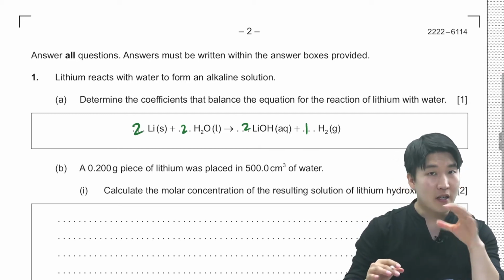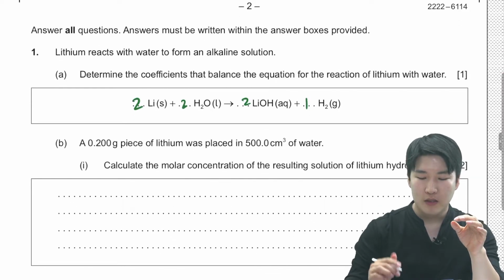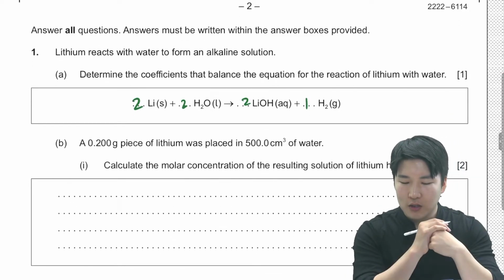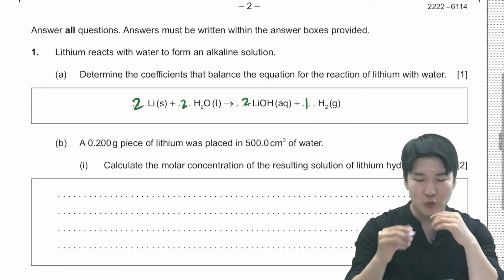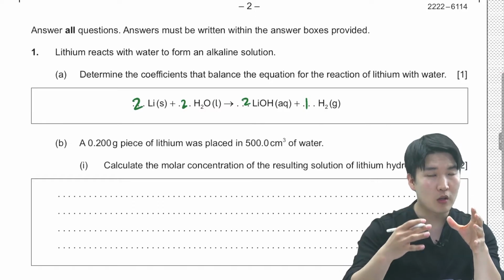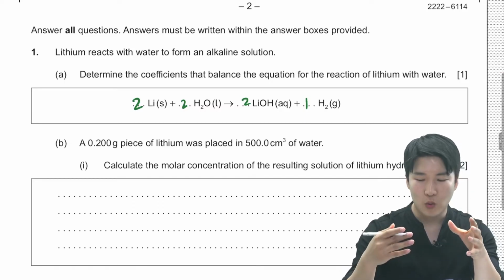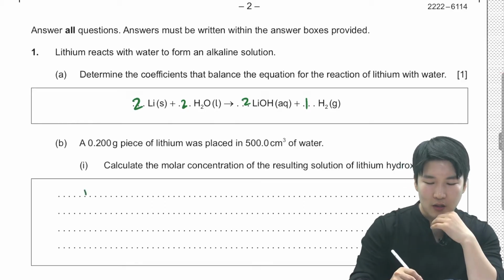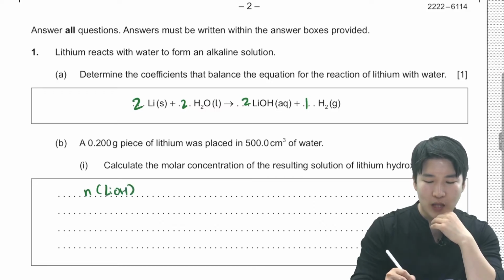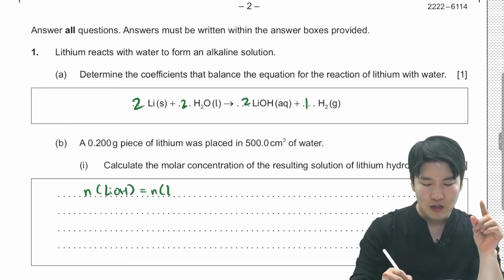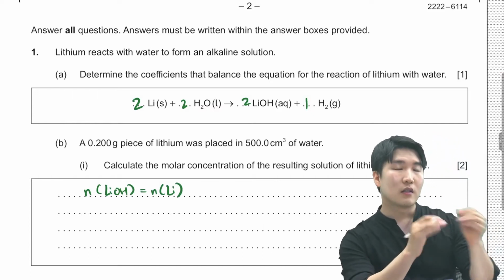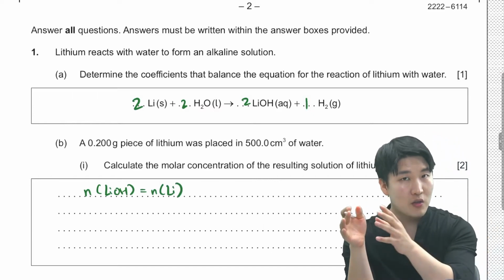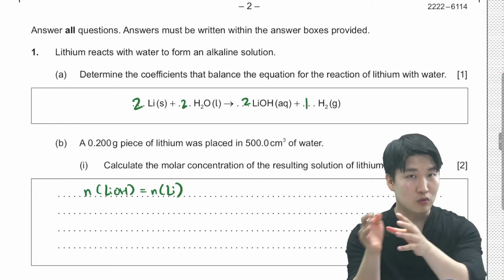We're given the mass of lithium as 0.2 grams. We need to find the molar concentration of lithium hydroxide. For that, we need to find what? The amount of lithium hydroxide in mole, and then divide that by the volume of water given. To find the amount of lithium hydroxide, we have to find the amount of lithium. Why? Because the molar ratio of lithium and lithium hydroxide is 2 to 2, 1 to 1.